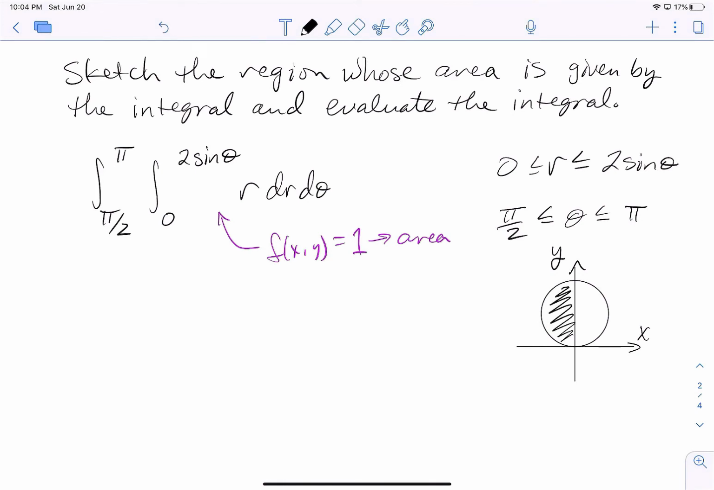As far as the integral goes, I'd like for you to pause the video and see if you can come up with an answer.